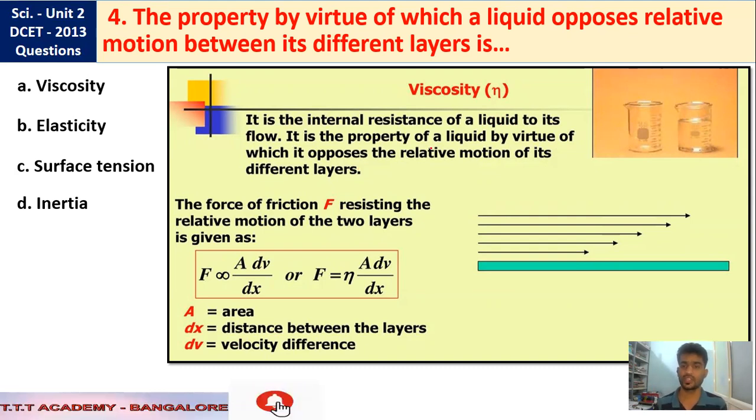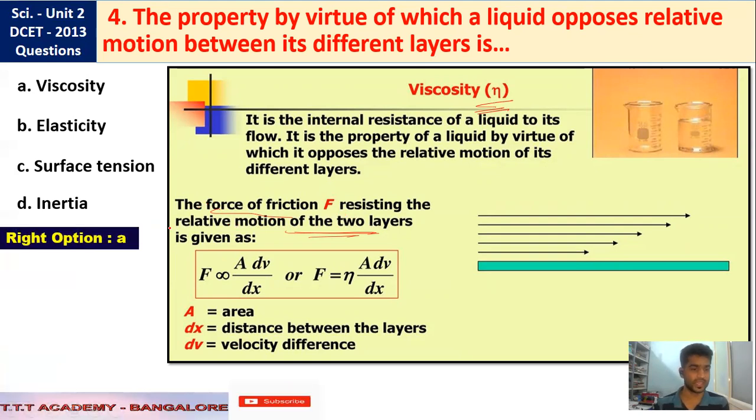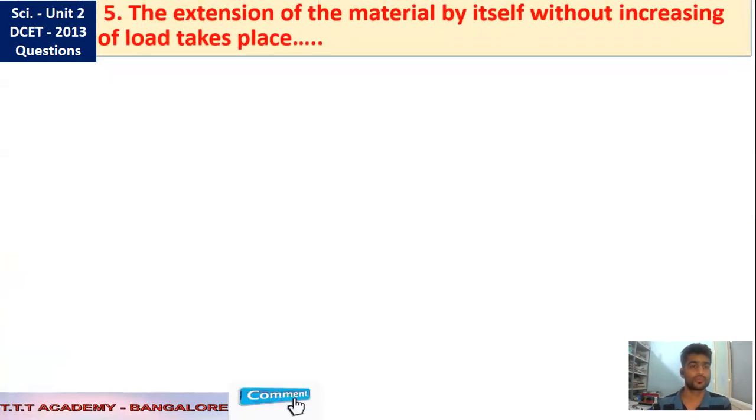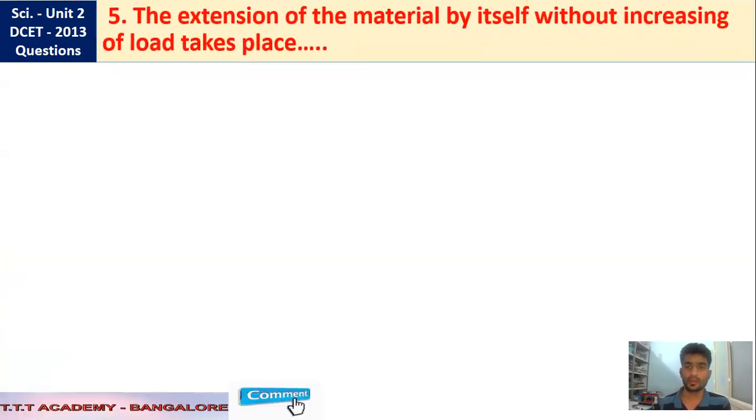Viscosity, dear students, we usually denote by the letter nu. It is the force of friction F resisting the relative motion between two layers. That is viscosity. For question number 4, the right option is A. Next, dear students, I'm going to proceed with question number 5. The extension of the material by itself without increasing the load takes place. Just observe here. I'm going to consider a specific material, suppose this is the material of length L.